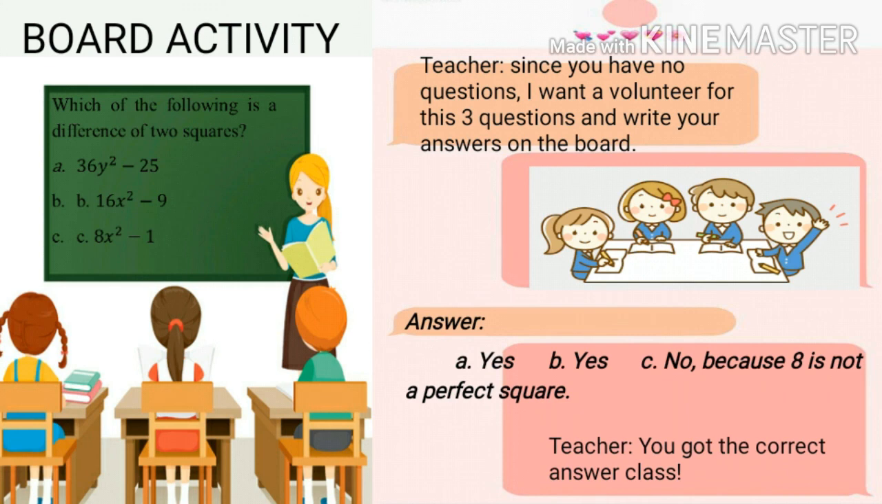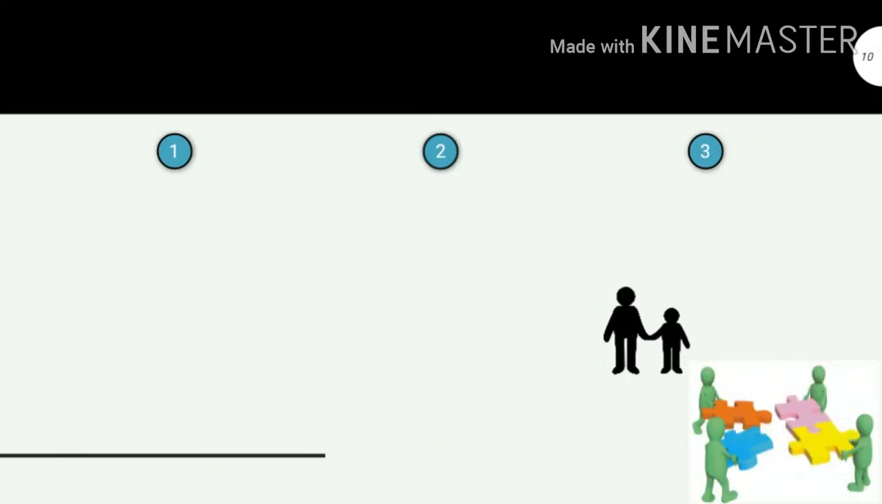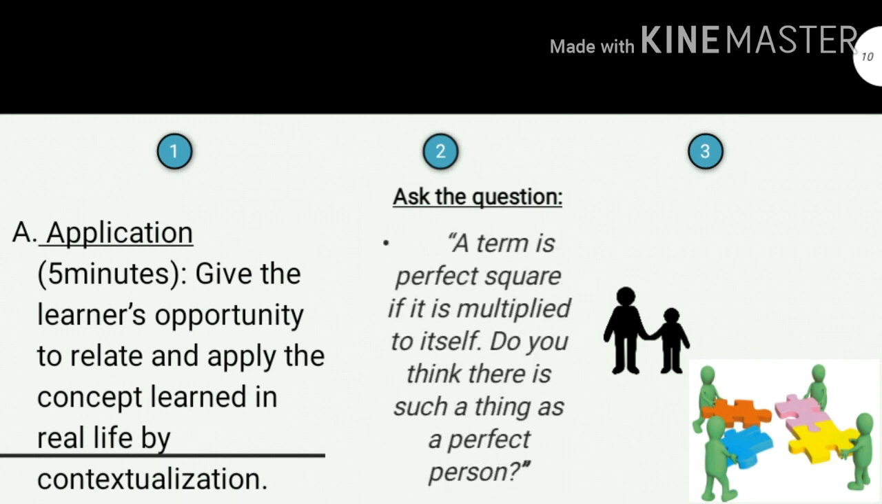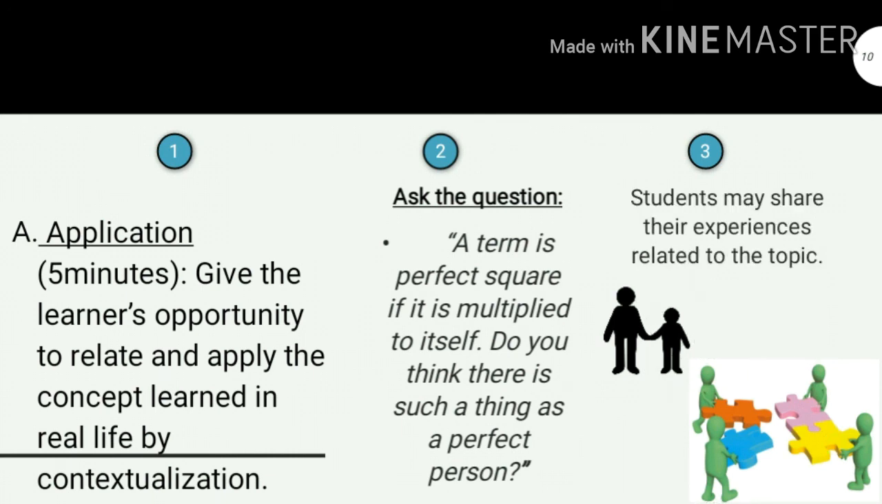So now, let's move on to the application of this topic. I know sometimes you wonder what could be the application of this subject. But I want you to know that a term is a perfect square if it is multiplied by itself. So as in life, do you think there is such a thing as a perfect person? I want you to reflect on that question, class, and raise your hand if you want to share an experience related to our topic.